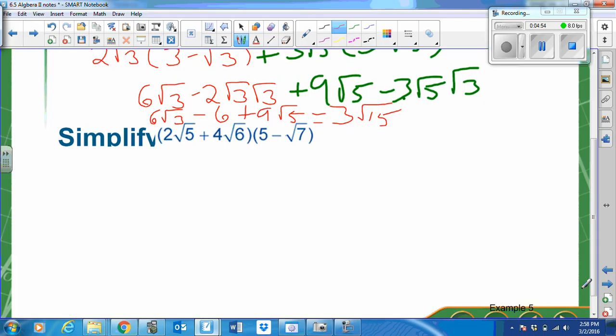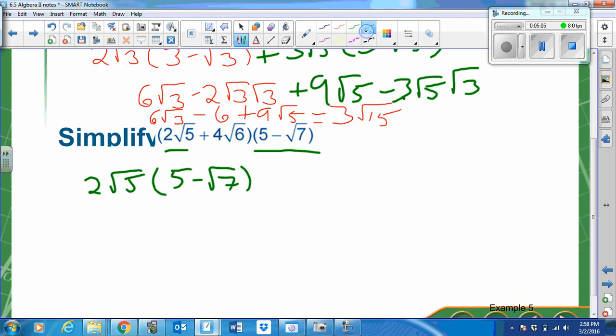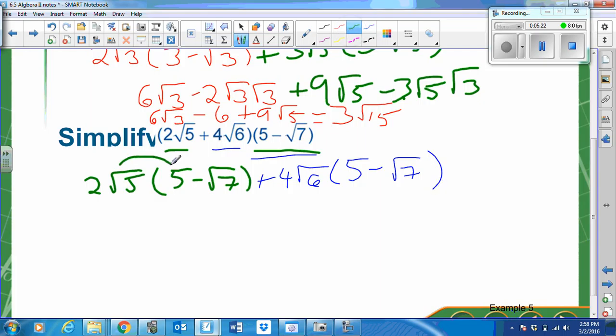So going down here, we're going to do the same thing. We're going to do 2 square root of 5 times everything there. And then we're going to do 4 square root of 6 times everything there. So plus 4 square root of 6 times 5 minus square root of 7. So when we distribute in the green part, 2 square root of 5 times 5, that's going to be 10 square root of 5. 2 square root of 5 times negative square root of 7 is going to be minus 2, and multiply your radicands together. So 2 square root of 35.